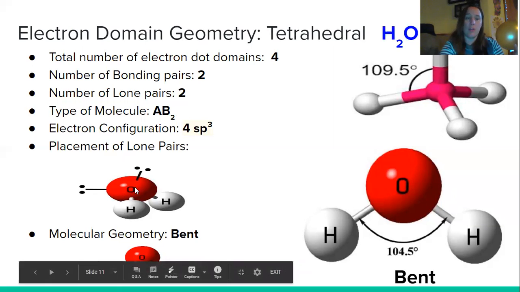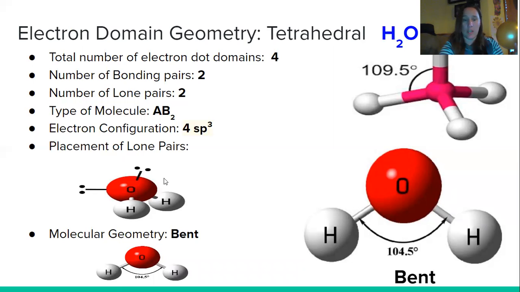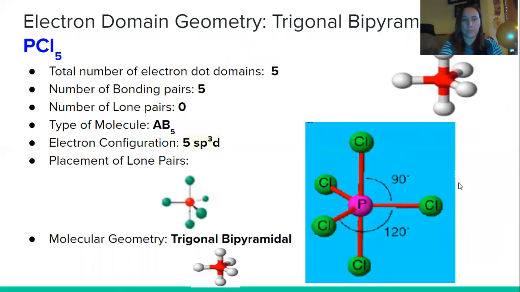You can see that the lone pairs are on the oxygen atom because oxygen is more electronegative than hydrogen, so it hogs the electrons. And our geometry is bent, and it's still the 109.5 bond angles there. Sometimes our hydrogen is a little closer.